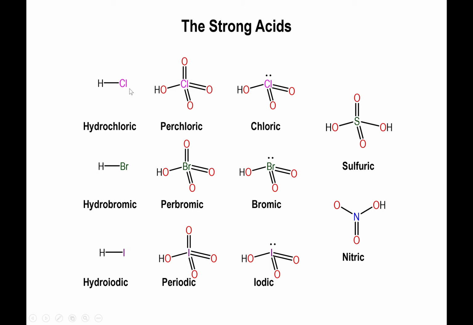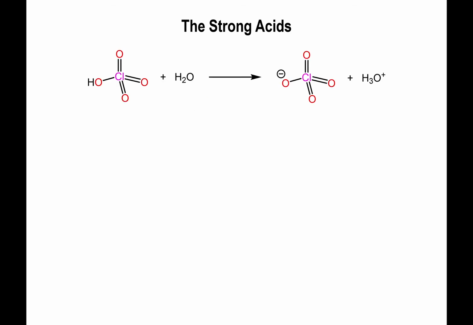Or really, I should say chlorine, bromine, and iodine. And also sulfuric acid and nitric acid. Anything else is going to be considered a weak acid.